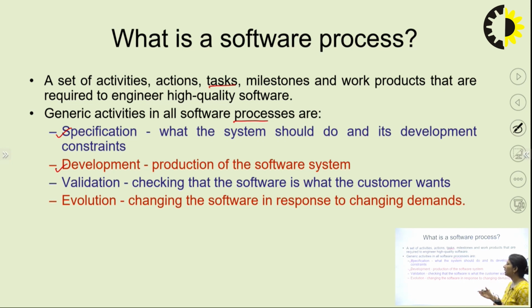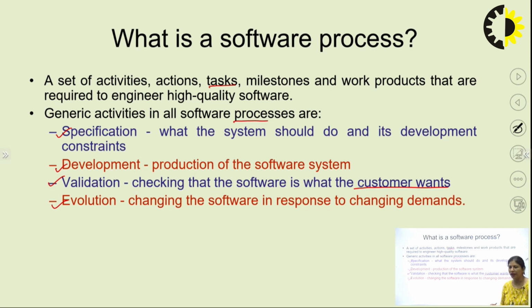Then after that we move to validation. Validation will check that the software is doing correctly, that it is what the customer needs, what the customer requires, what the customer wants. Then finally we move to the evolution activity. This evolution activity is changing the software in response to changing demands.